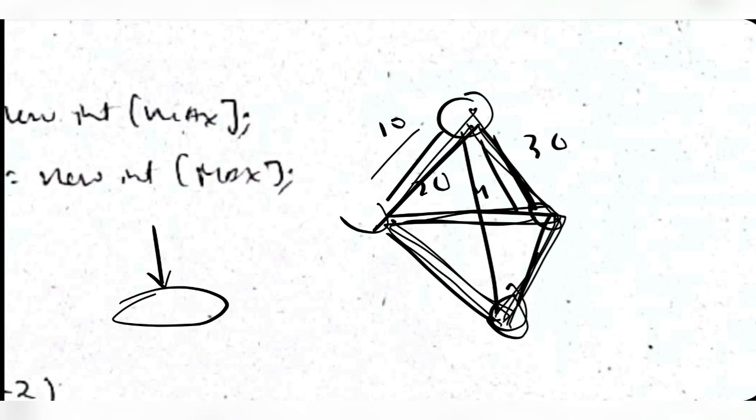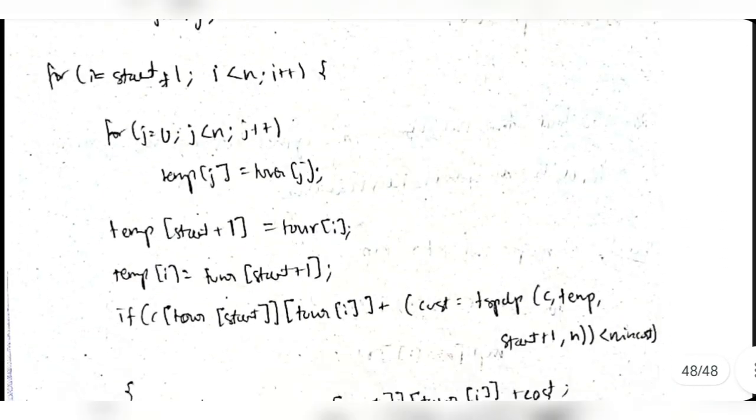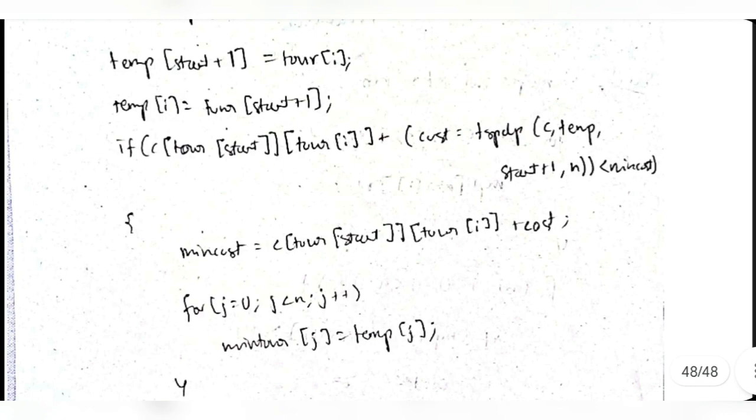First we'll check for this one, then this one, then this one. When we go for this one, we have a few more options like this or like this. When we go for this one, we have a few more options like this or like this, right? So all these combinations will be checked in the following way. The same function will be called recursively.